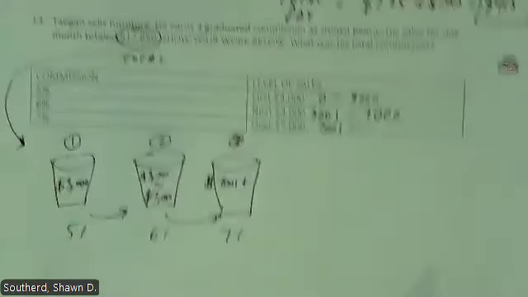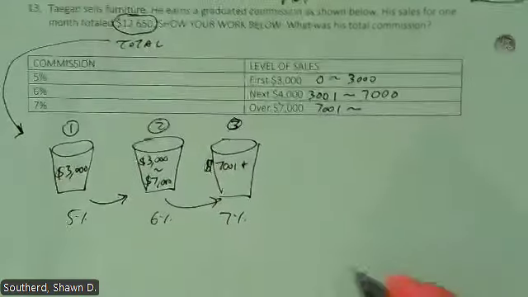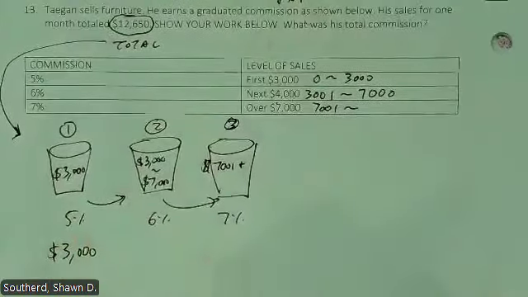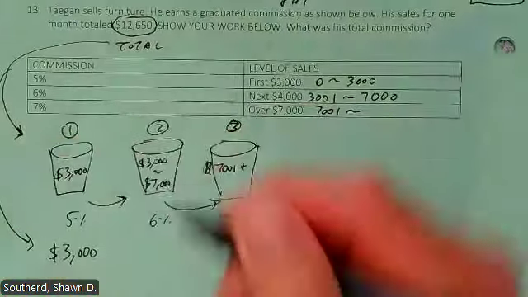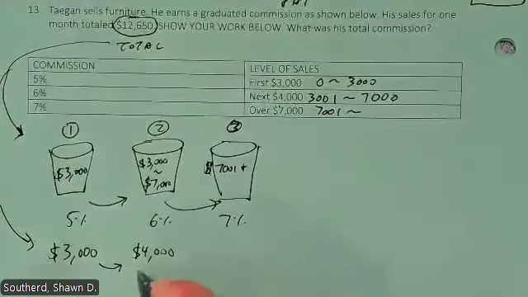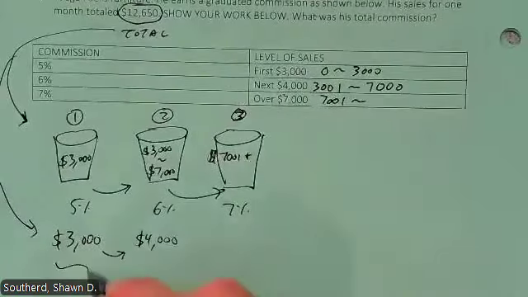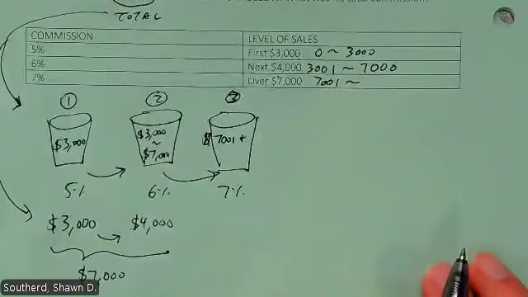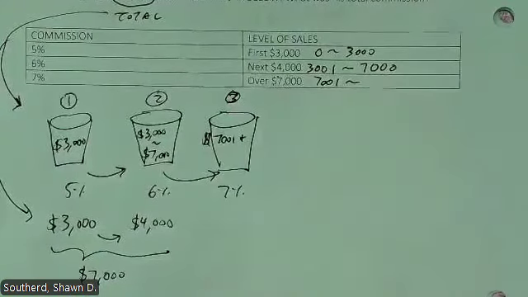So let me break it down even further. So we have 12,650, right? So I know the first $3,000 is going to go into this bucket. I'm just kind of drawing this out. The spillover is going to be the next $4,000. It's going to go into the second bucket. So far I have $7,000 of sales that I've accounted for that I'm going to apply commissions to.